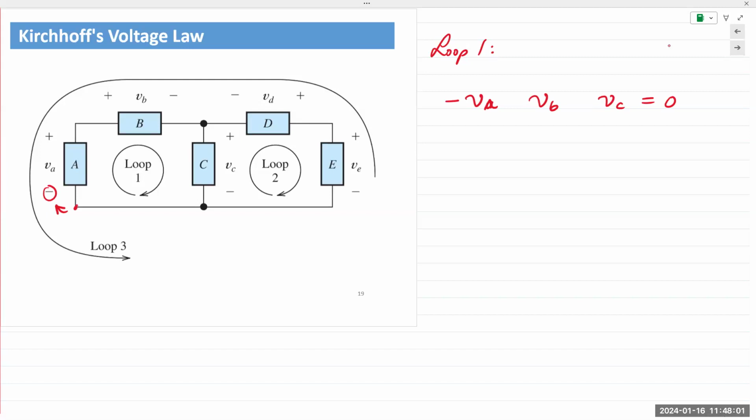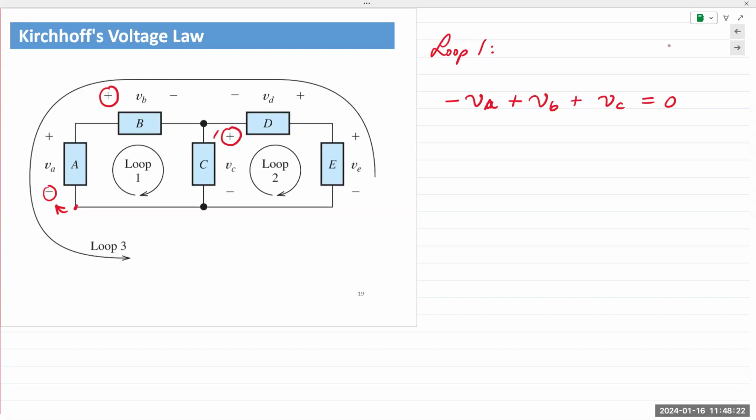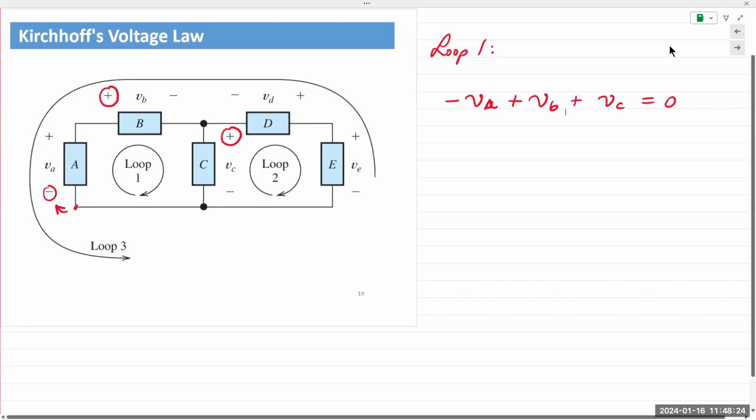Next, I encounter VB, which would be a plus. So that's a plus. And then continuing my path down the loop, VC I encounter is a plus. So plus VC equals 0. That's it. I have my equation.